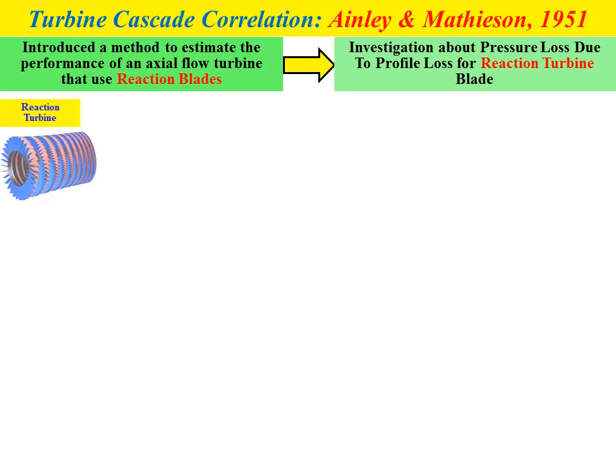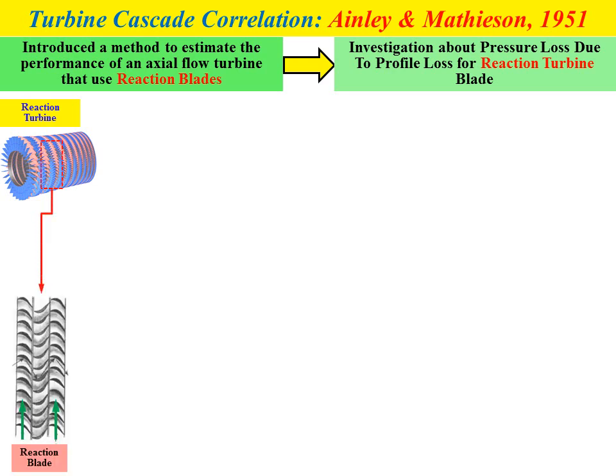Okay, the first figure shows the arrangement of reaction blades on rotors and stators, and the second figure shows the arrangement of the reaction blades in a two-dimensional view, on the rotor and also on the stator or nozzle. State number 1 represents the inlet condition of the rotor, and state number 2 represents the condition at the outlet of the rotor.